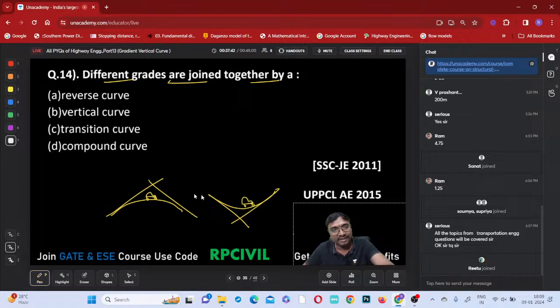These are vertical curves, right? These are vertical curves only. Whenever gradients are there, the combination of these gradients will result in which one? These vertical curves only, right? It is not the horizontal curve. You have to be careful.